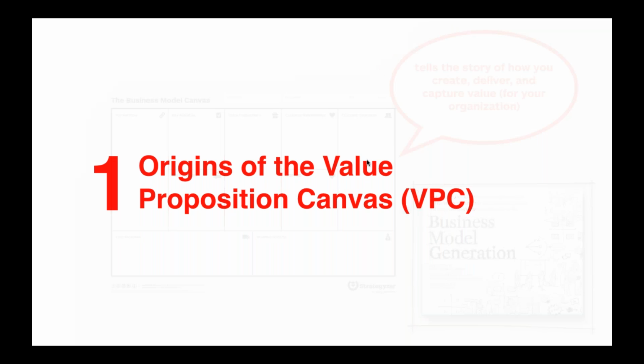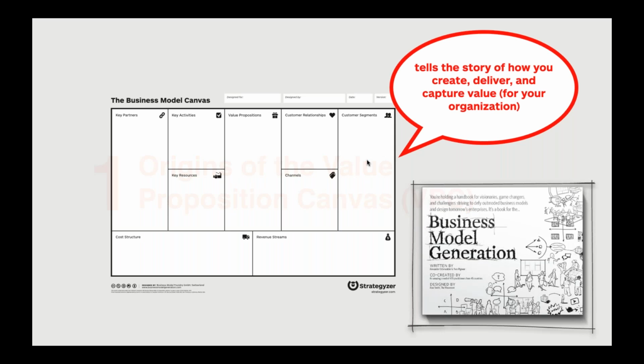In the first book that we wrote, Business Model Generation, we really talked about the business model canvas and beyond and how to use that. And that was really about telling the story of how you create, deliver, and capture value. That's what the business model canvas does. So it's really about thinking about how you create value for your organization. And that happens to include value propositions for customers.